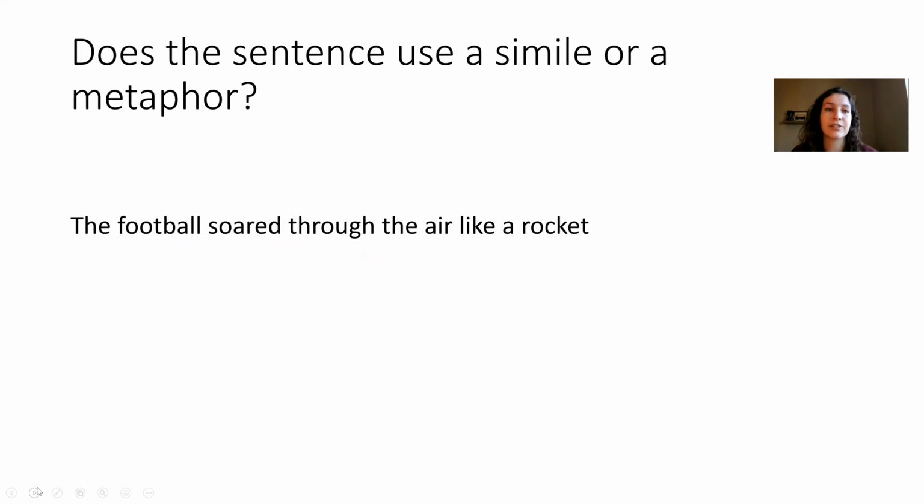All right, now let's look at this sentence and determine if it uses a simile or metaphor. The football soared through the air like a rocket. Okay, so let's identify what is being compared here. We have football and rocket. We're told the football soared through the air like a rocket. Right off the bat, we see that we have like in our sentence, and that should be a clear giveaway that this is a simile and not a metaphor.